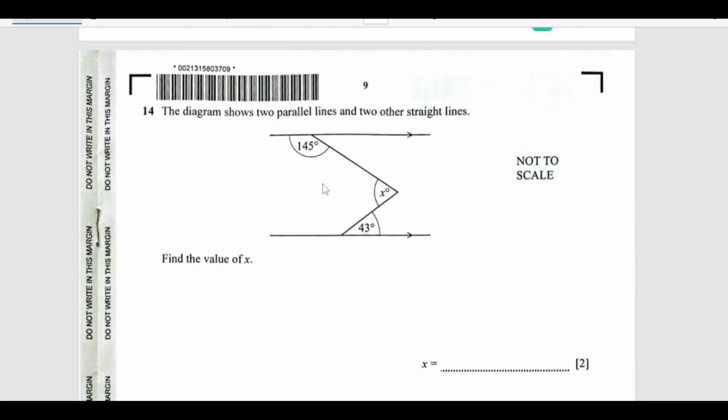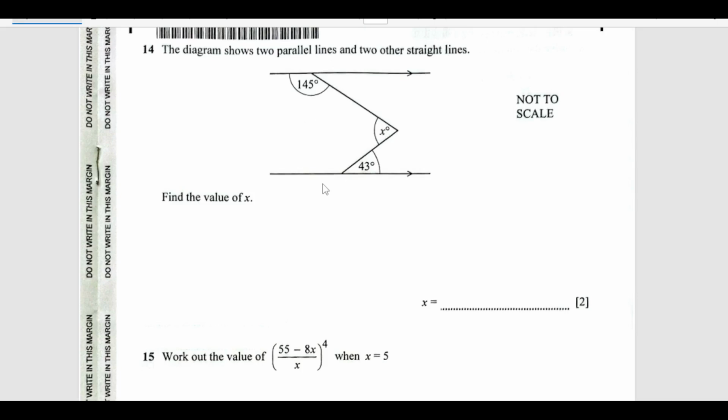Next, number 14. The diagram shows 2 parallel lines and 2 other straight lines. This arrow shows these 2 lines are parallel. Find the value of x. Now, x is in the middle and there is no relationship between these lines unless we get another parallel line. So, you need to construct a line which is parallel to these 2 parallel lines. So, I have constructed this. That makes a Z shape, so this angle and this angle are going to be equal.